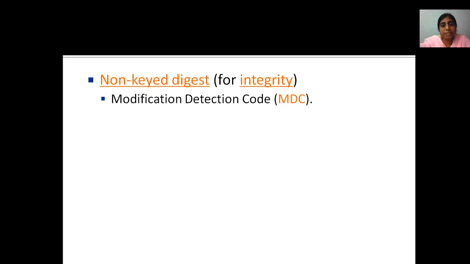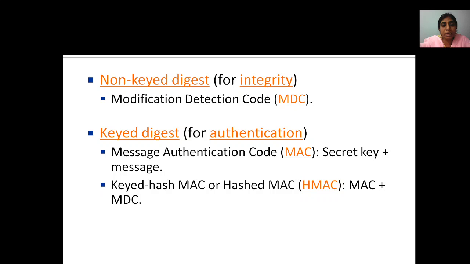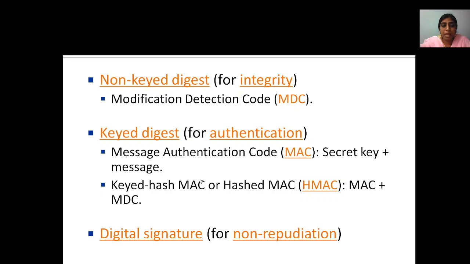Non-keyed digest is for integrity, the modification detection code, MDC. Keyed digest is for authentication. Here we use MAC and HMAC. MAC is for secret key and message. HMAC is MAC plus MDC. And also digital signature for non-repudiation. So we are going to achieve integrity, authentication as well as non-repudiation.